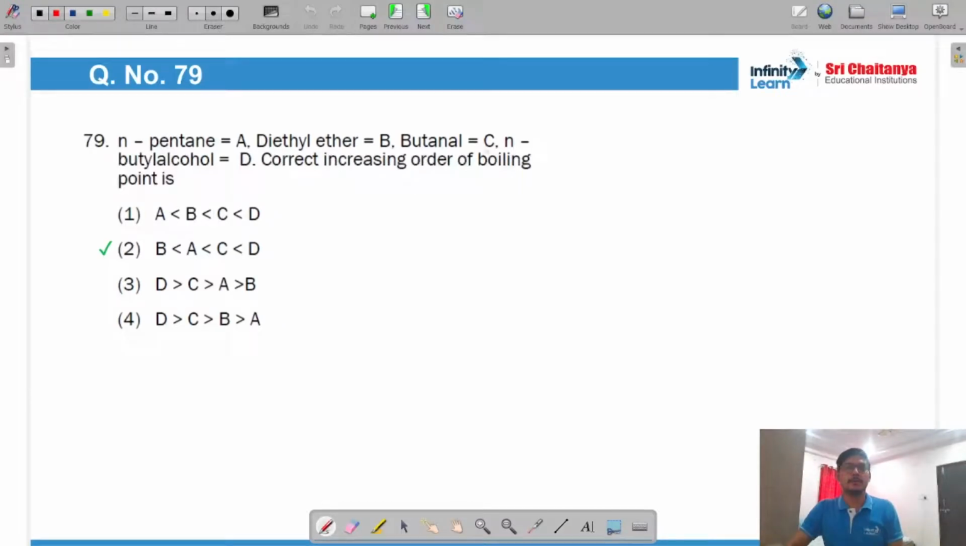N-pentane, diethyl ether, butanal, and n-butyl alcohol. The correct increasing order of boiling point is this. This is an exception, remember, right? Diethyl ether has a lower boiling point, although it has dipole-dipole interaction, which is absent in n-pentane, but still n-pentane has a slightly higher boiling point in that.